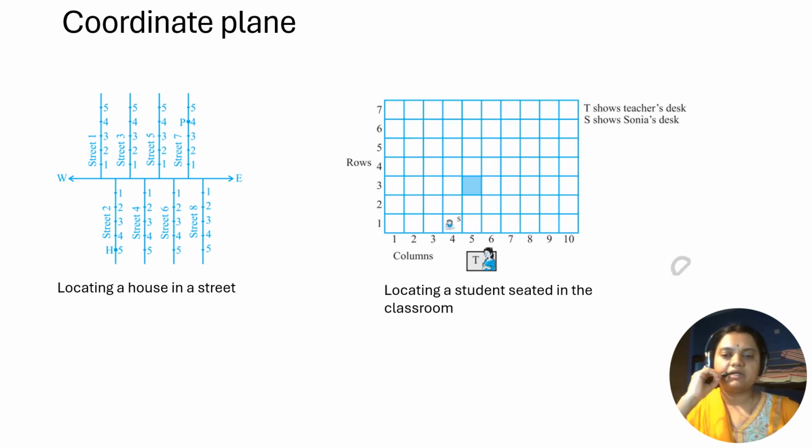Another example that can be taken is a child sitting in a class and you want to locate the position of the child in the class. Suppose you take the entrance as the origin of the class, then from that position, how do you find the location of the child sitting in the class? There also coordinate geometry comes into the picture.